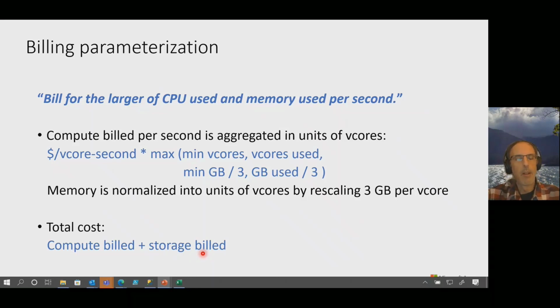In the case of hyperscale, this billing algorithm is applied independently to each of the replica instances for the same database.